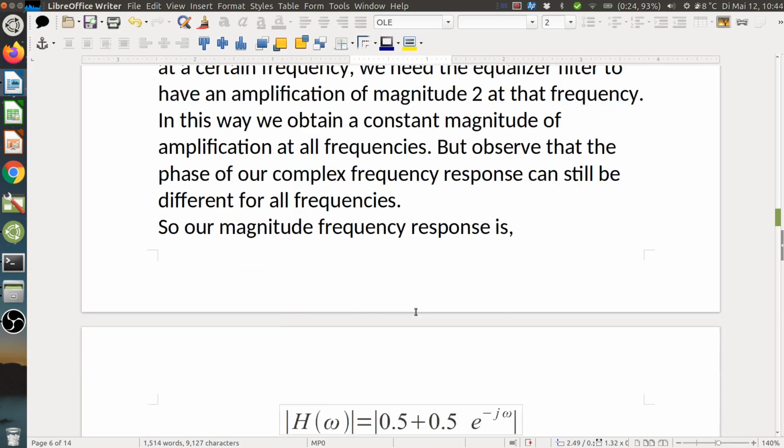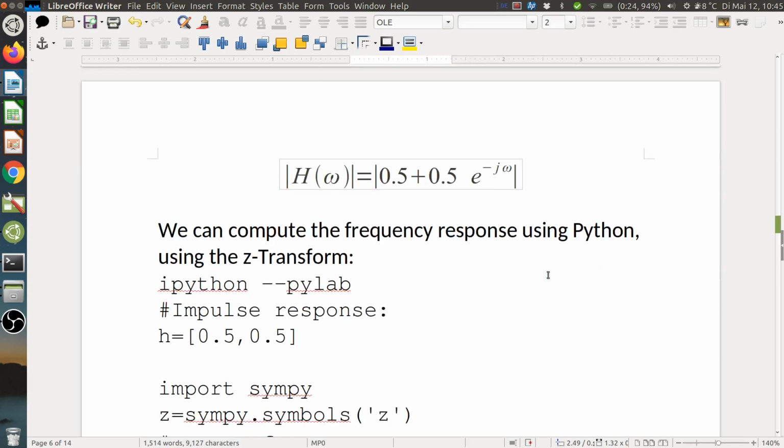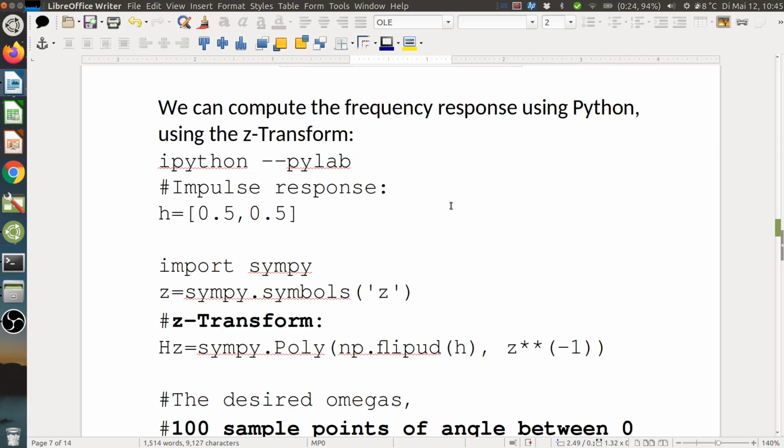So our magnitude frequency response in this case is this expression here. We take the magnitude of H of omega, and that's the magnitude of 0.5 plus 0.5 times e to the minus j omega. Right, easy enough. So now we can actually compute it using Python and using the z-transform. Right, we saw that we can actually compute the z-transform in Python using SymPy. And SymPy then turns it into a polynomial, as you can see here.